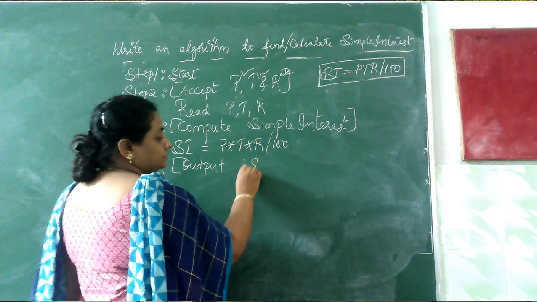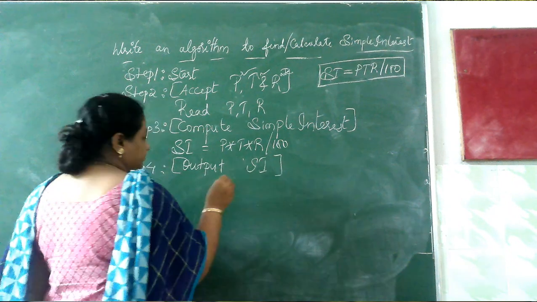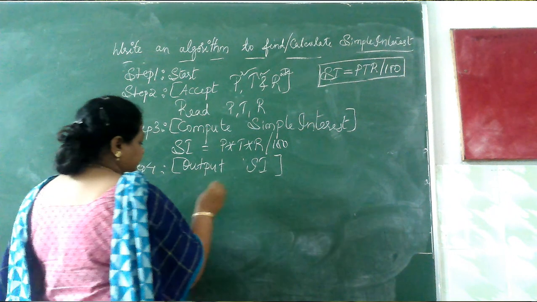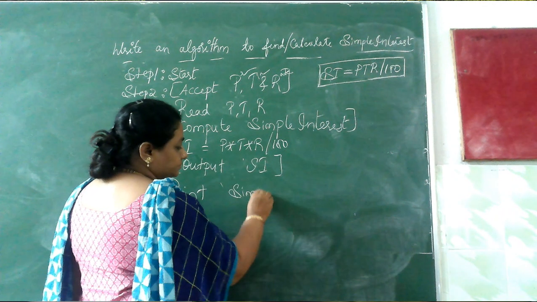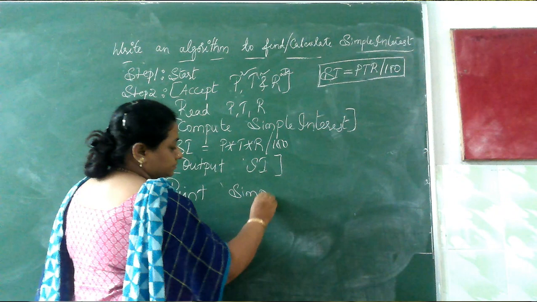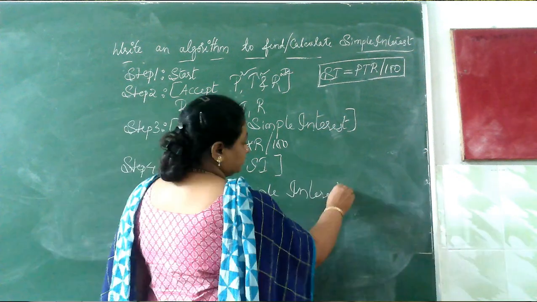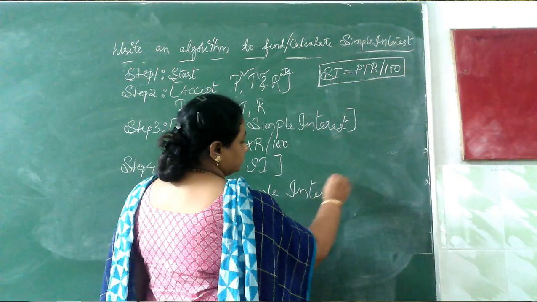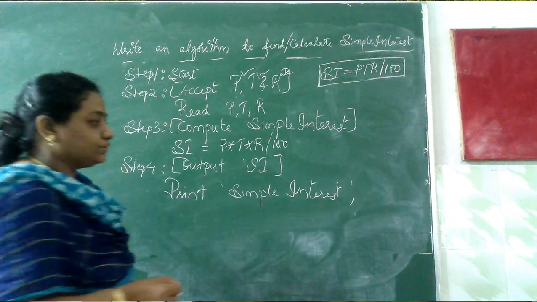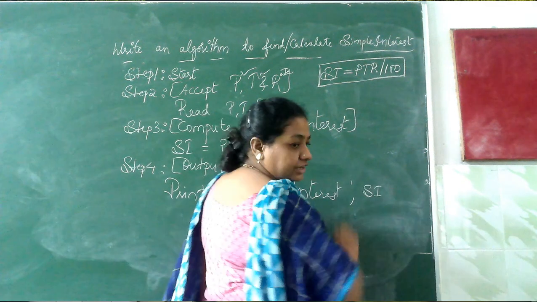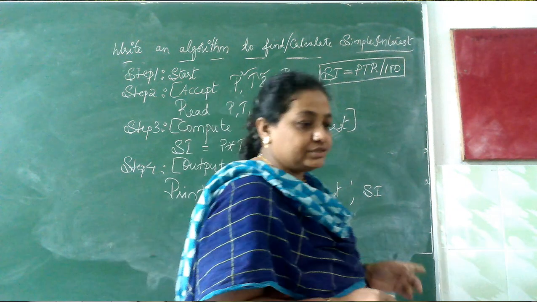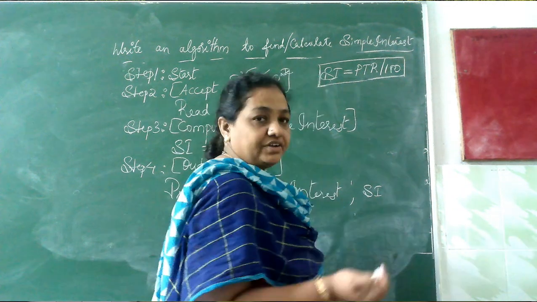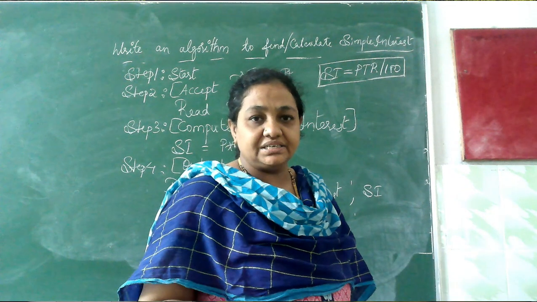we have to accept the values. What are the values required? So for this problem we require PTR, that is principal amount, time and rate. It's not required, you can take principal, time, rate, but it will take so much time to write it. So we simplify and we just use P, T and R.